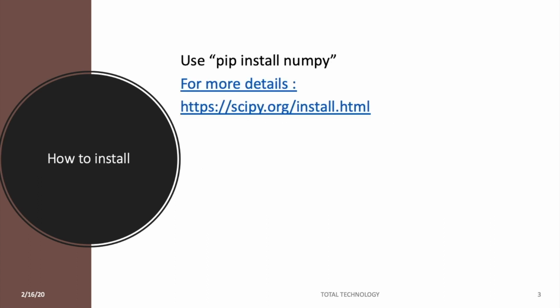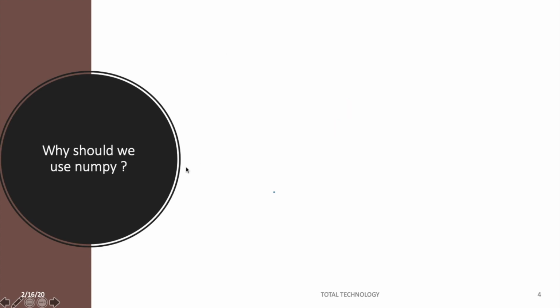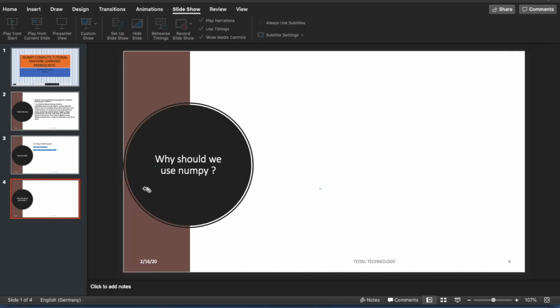Okay, but before that, how to install numpy? This is very simple. Pip install numpy, and you will get your numpy installed. But if you want to learn more about the installation or other processes, you can just visit this website. Okay, so next slide, why should we use numpy? So here comes our coding part. I'll explain this with code.